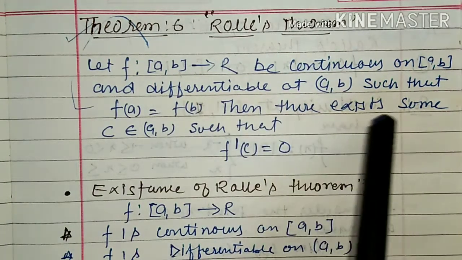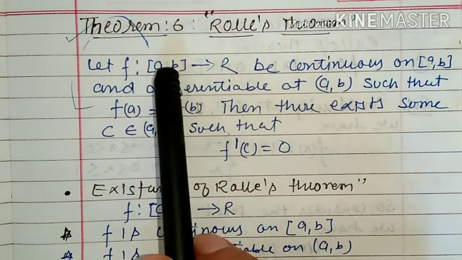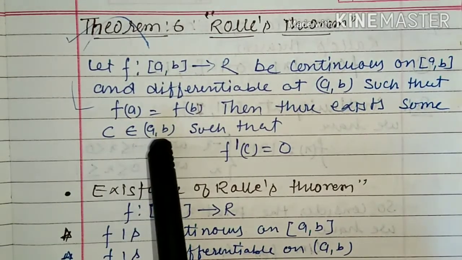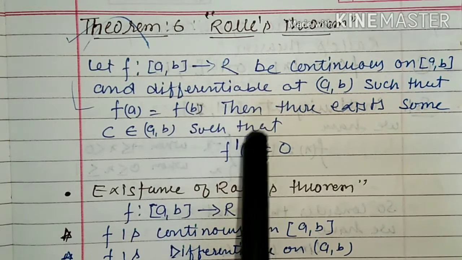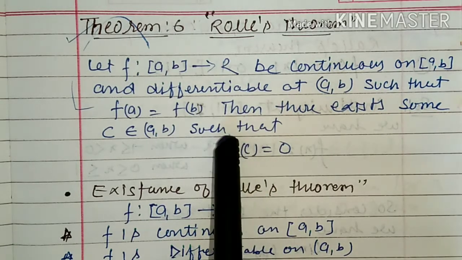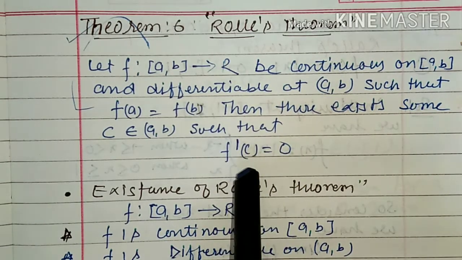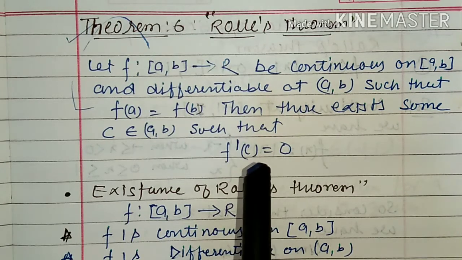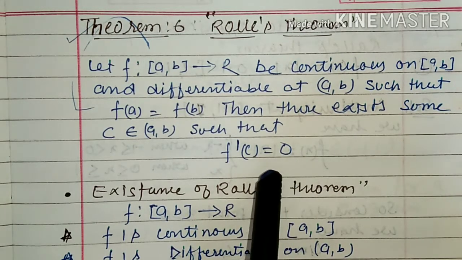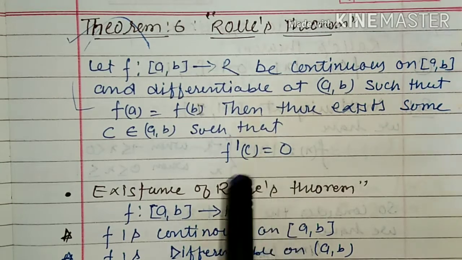Then there exists some c, meaning a point c lies between these two, in the open interval a comma b, where f dash c is equal to 0, meaning the derivative of the function is 0. We can say that if we draw a tangent at that point, it must be parallel to the x-axis. Clear? The slope is parallel to the x-axis. We'll understand that by an example.